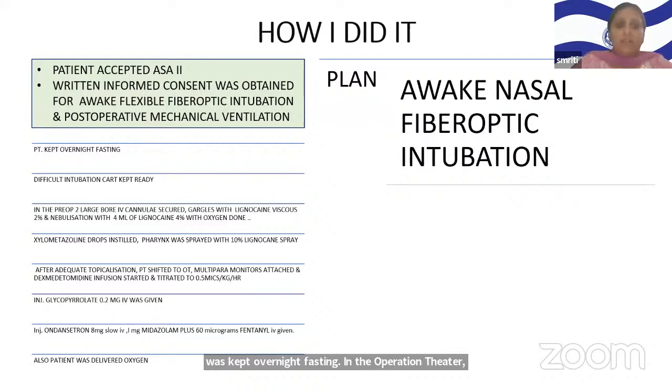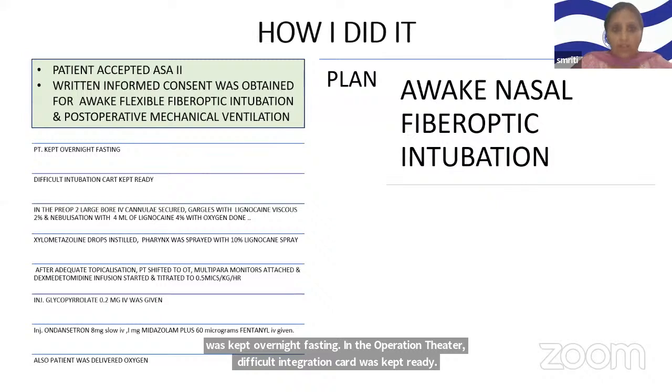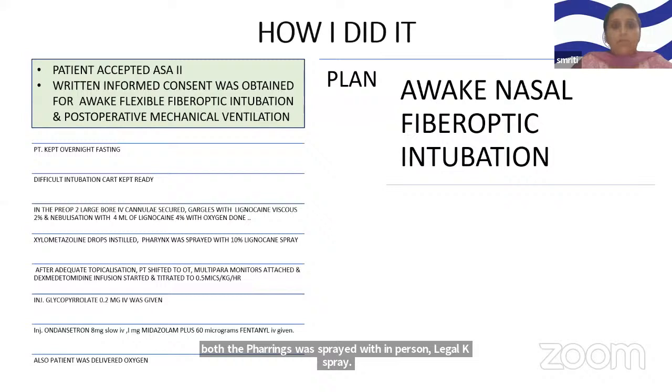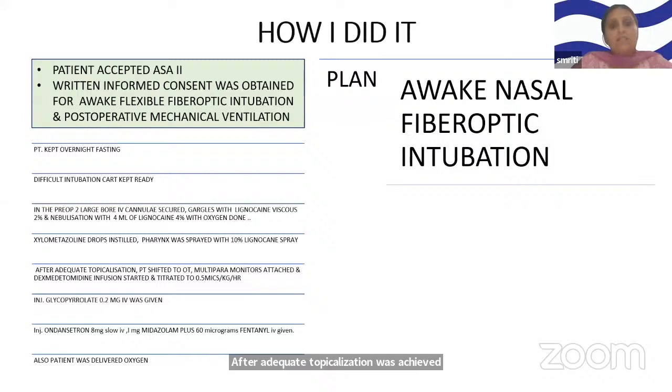In the preoperative area, 2 large bore IV cannulae were secured. Patient was made to do gargles with lignocaine viscous 2%, and she was also nebulized with 4% lignocaine 4 ml. Xylometazoline nasal drops were instilled in both the nostrils. Pharynx was sprayed with 10% lignocaine spray. After adequate topicalization was achieved, patient was shifted to the operation theatre and multipara monitors were attached.